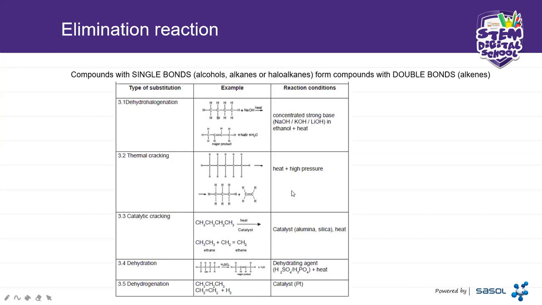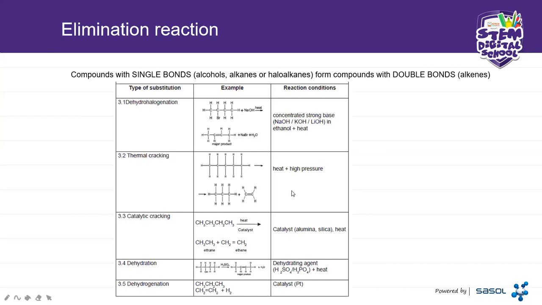Okay, so types of elimination. We've got the dehydrohalogenation. You guys must just check.